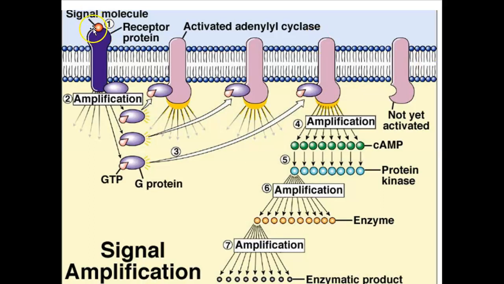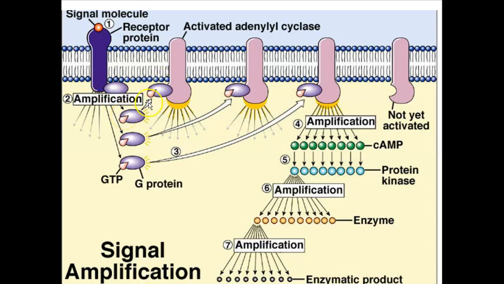Notice that this ligand binds at step 1, and step 2 shows that the G protein is becoming activated. It's got a little pink blob on it, so I guess that's activated. Once it's activated, it moves off, and then another one can become activated, and then another G protein, and another G protein. So that's one point of amplification right there.